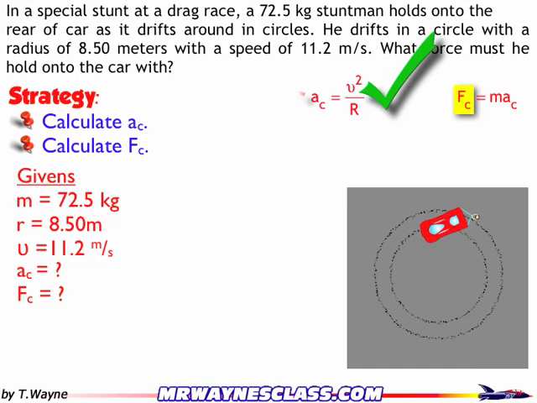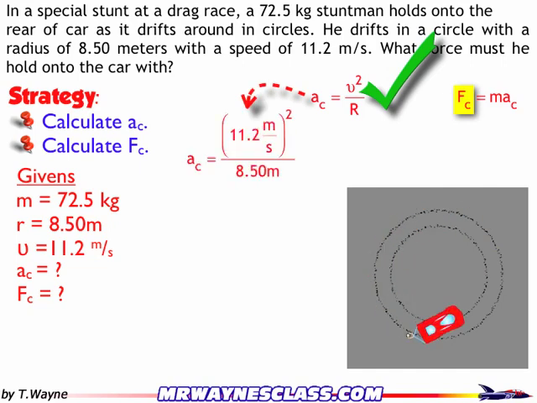Next, plug in my numbers. So AC is 11.2 meters per second, squared, divided by 8.5 meters. Then that shows my acceleration to be 14.75764706 meters per second squared. That's the end of step one.